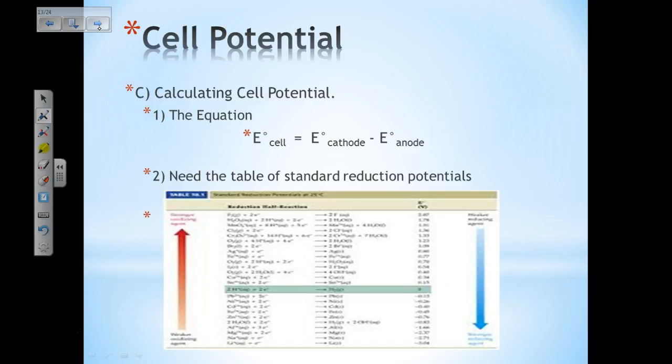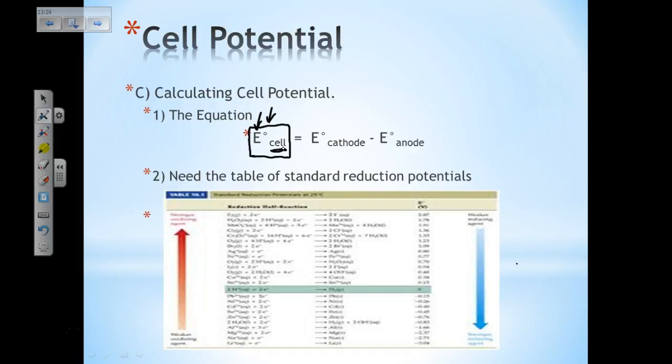So the formula for calculating the cell potential is fairly straightforward. Here's the thing. This is standard cell potential, and I always step through why the symbol looks so funny. E is potential, and it's E because it's kind of like an energy, but that's what we're talking about. This is standard because, again, we're not dealing with non-standard conditions. And then this is for the cell.